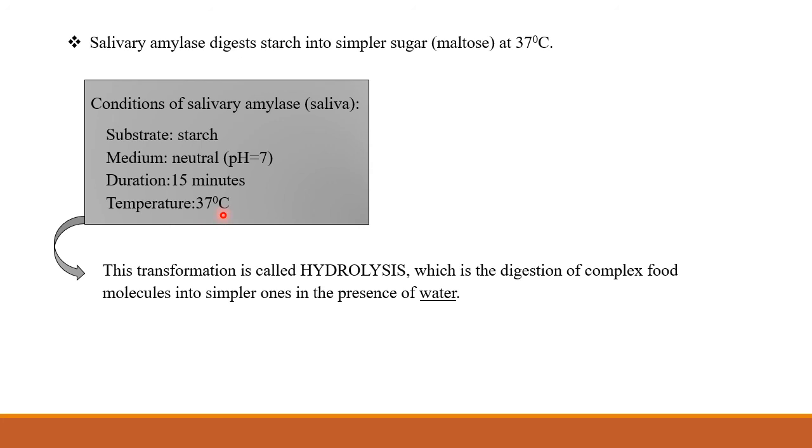This digestion is called hydrolysis. What do we mean by hydrolysis? Hydro is related to water. Lysis, it means digestion. So, it is the digestion of complex food molecules into simpler ones in the presence of water. This means that salivary amylase digests starch into simpler sugar maltose in the presence of water.